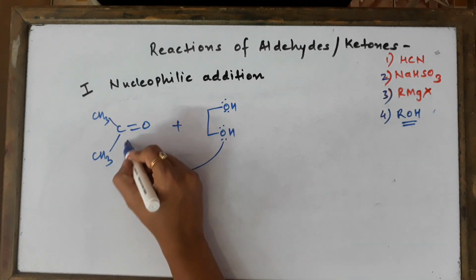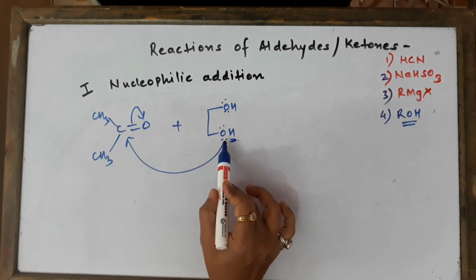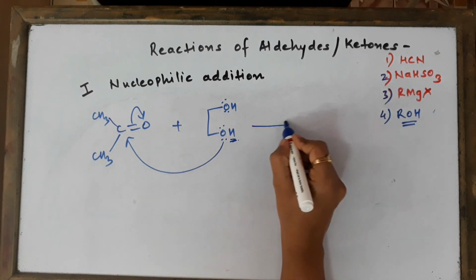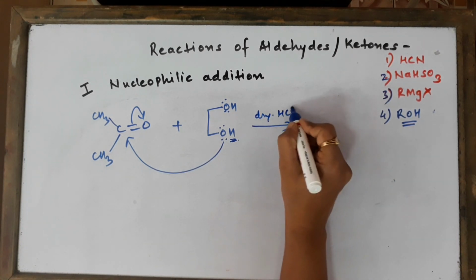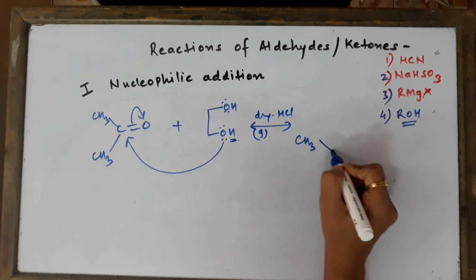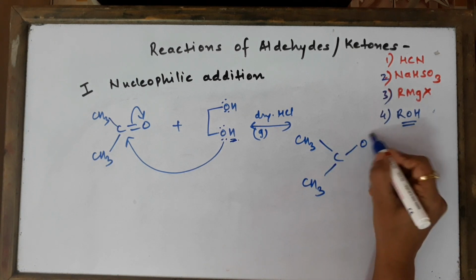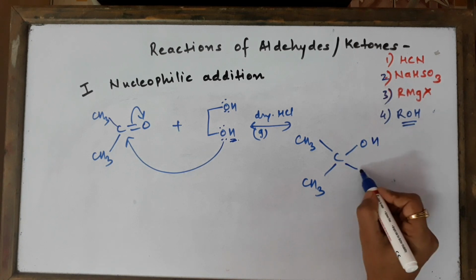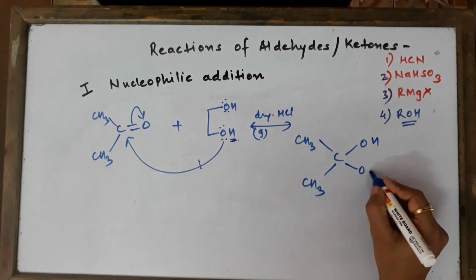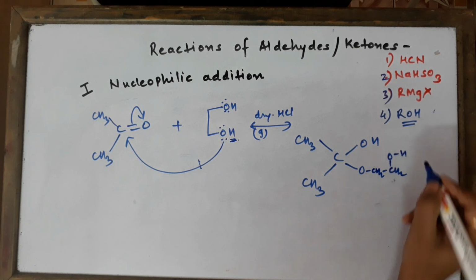In the first step, as I told you, the same kind of attack you will be showing. The H from here you have to shift over there, okay? When the attack takes place, then the H plus has to go out. Where will the H plus go? It will go here. So what will be my answer? Same way, you have to use dry HCl gas. Don't forget to write all these steps. It's a reversible reaction, okay? So we'll be getting CH3, C, CH3, O. I should not write O minus. I should write OH, and then I'll be writing O, CH2, CH2, OH. This is the first step.